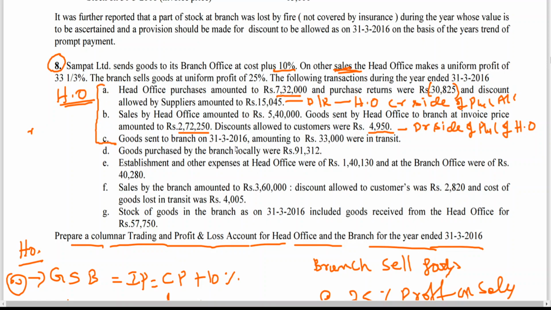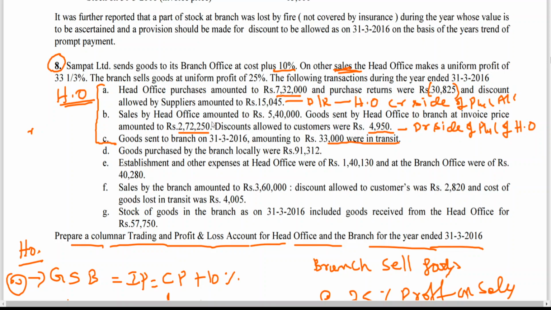Goods sent to branch on 31st March 16 amounting to 33,000 were in transit. That means goods dispatched is 2,72,250. But out of which goods are still in transit, which means we cannot consider this 33,000. So this 33,000 is still in transit. That means this 33,000 rupees is to be subtracted from 2,72,250. Unless it is received by the branch, you can't treat it as a sale to branch, no? Goods sent to branch, no?